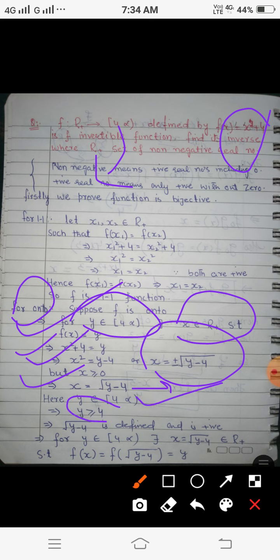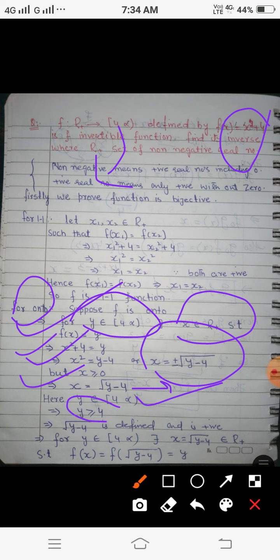Now let g be the inverse of f, that is, g is the function from the codomain, which is the interval 4 to infinity, to R positive. Now we define this function by g of y equals root of y minus 4. Here y is the variable in 4 to infinity.